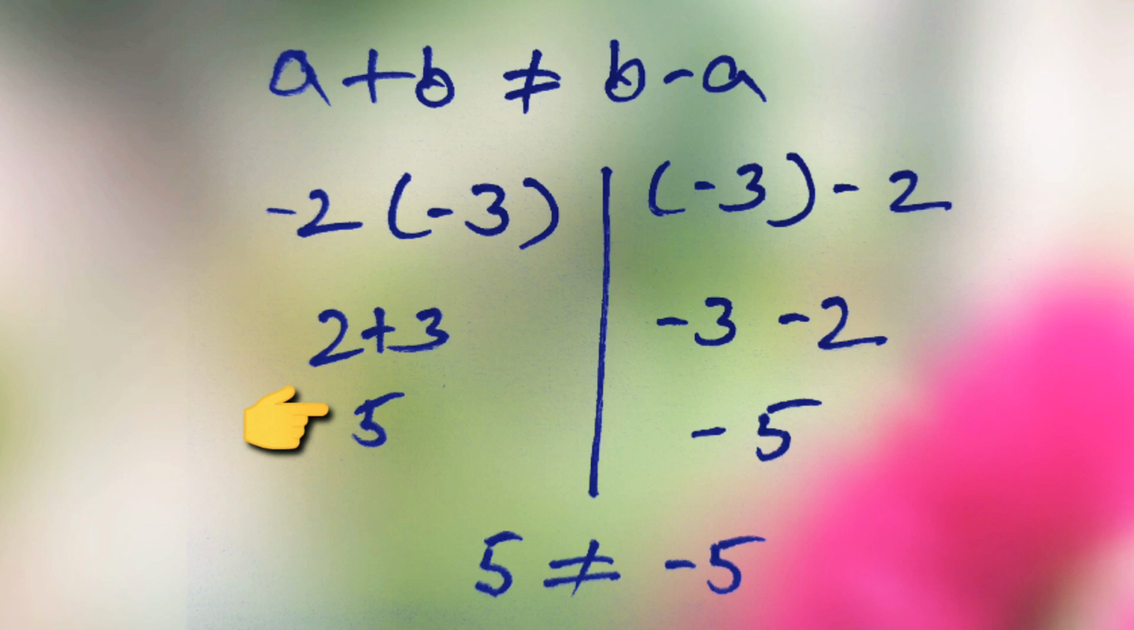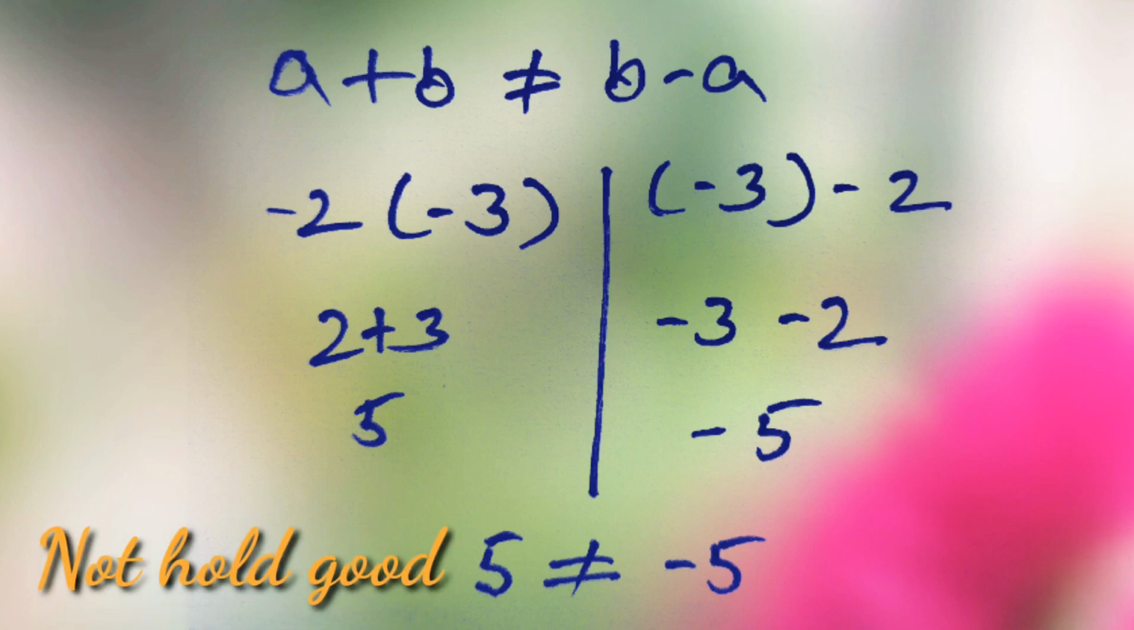On the other hand, b minus a. In b minus a, -3 minus 2. -3 minus 2 equals -5. And both the sides are not equal. This means the commutative property of subtraction does not hold good.